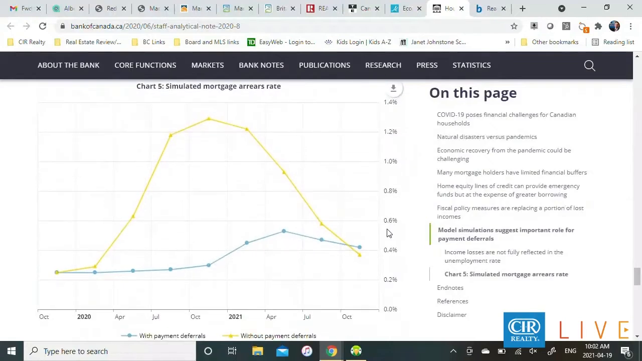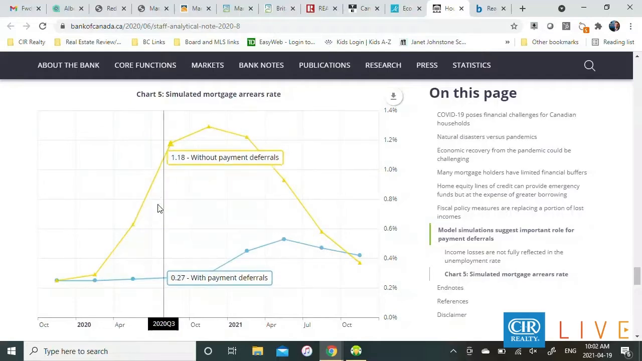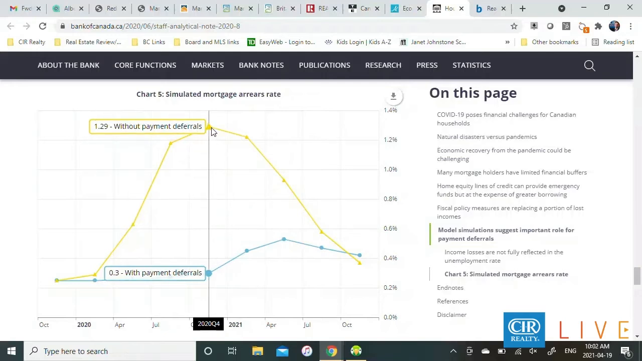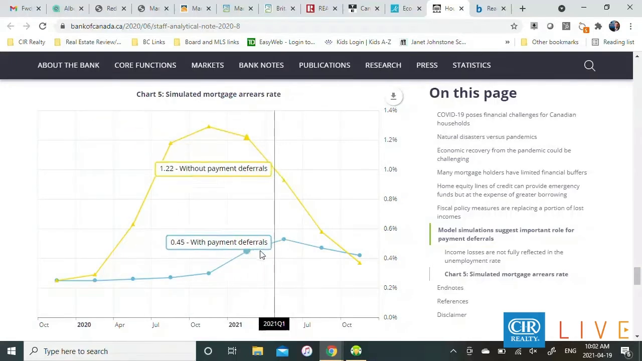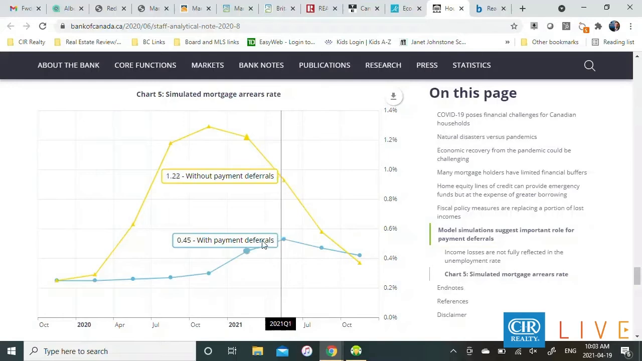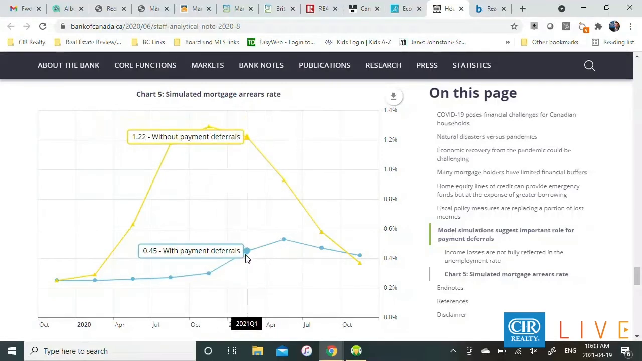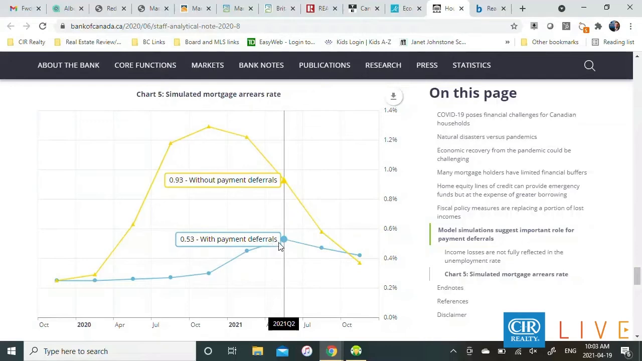Let me scroll down. So the yellow line here is the simulated mortgages that would go into arrears if the government didn't do anything with deferral rates, which would have hit a peak of 1.29% of mortgages going into arrears. And that would have happened at the end of Q4 2020. What they were projecting with payment deferrals was a height at the end of Q2 of 0.53%. So they were anticipating being able to keep more people in their homes and their mortgages paid by having a deferral rate, and then we're expecting to see the arrears hit end of Q2 in 2021.